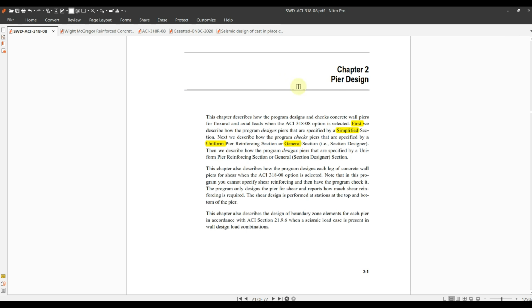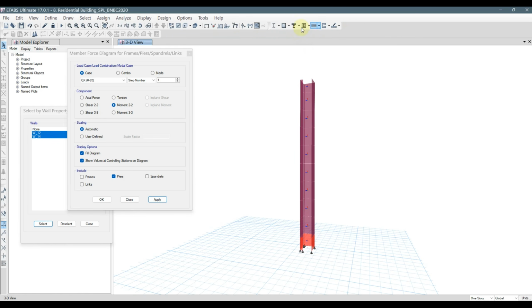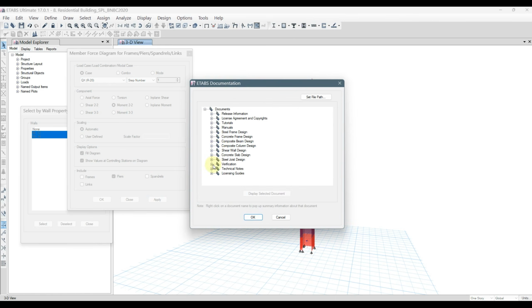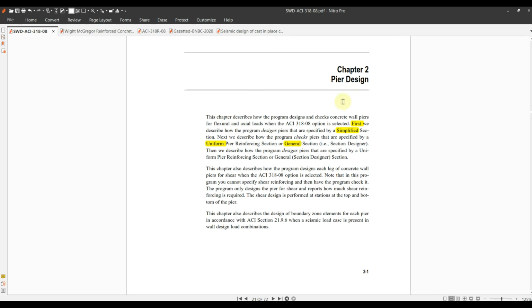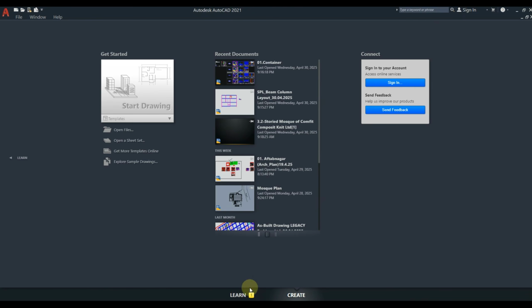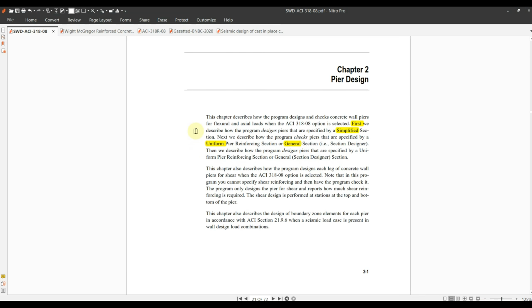The documents I would suggest to study, one of them is the ETABS document for shear wall design. You can find it here. You can go to Help, then Documentation, and Shear Wall Design. Then you can choose a design code. Say I'm choosing ACI 318-08, and this document has opened. It is 32 pages, so I think it won't be a very tedious document to read, but you can at least read the important items from here.